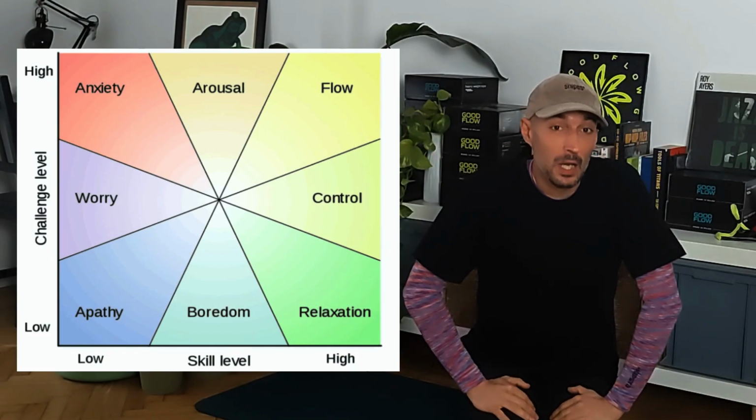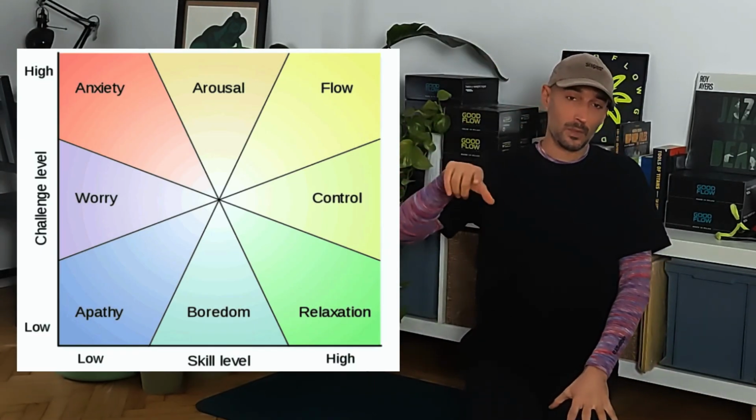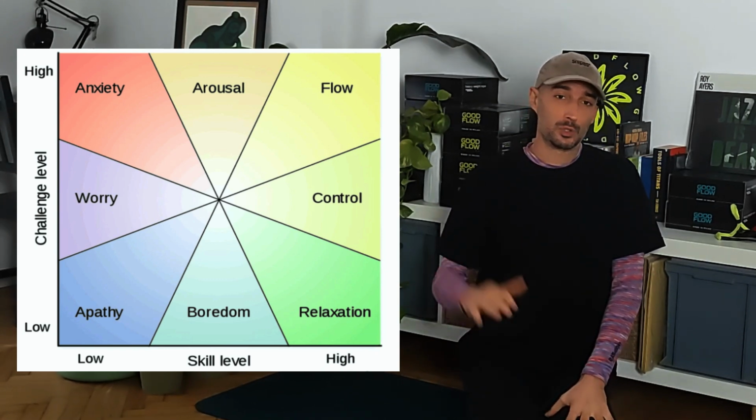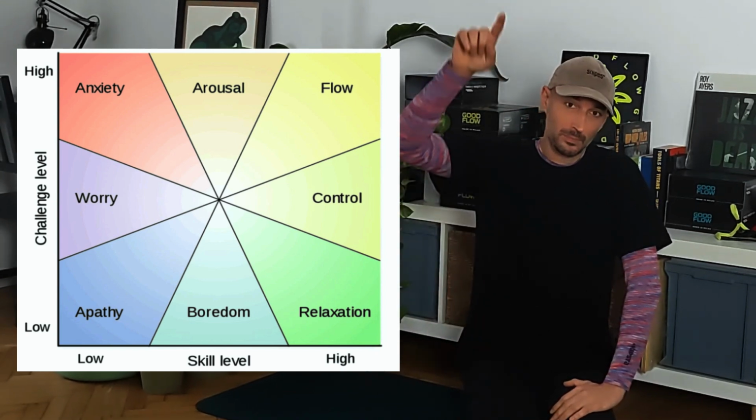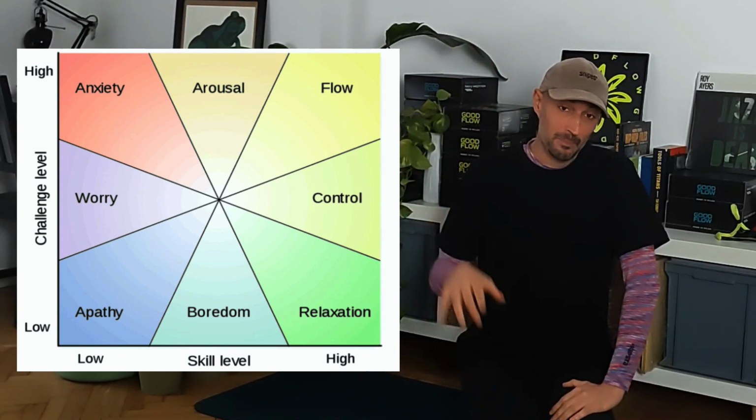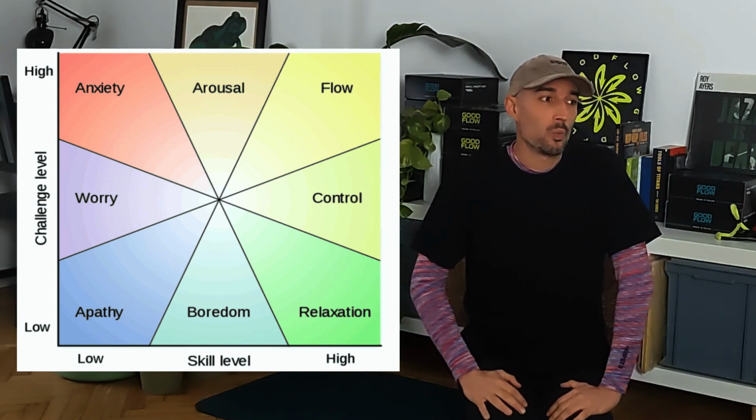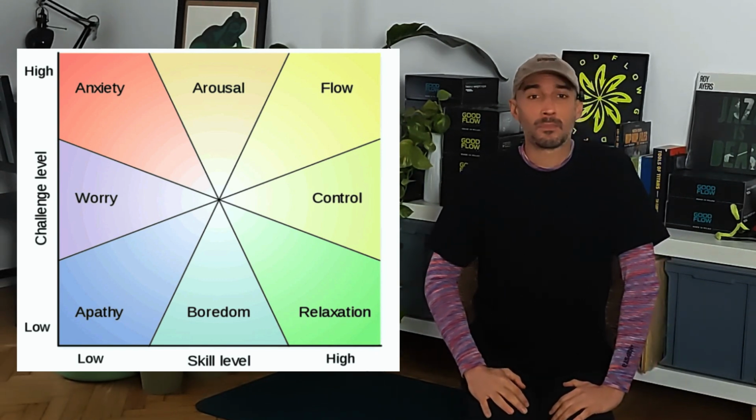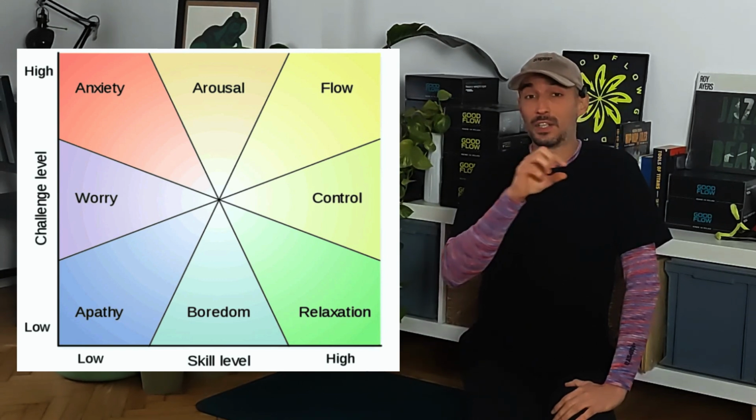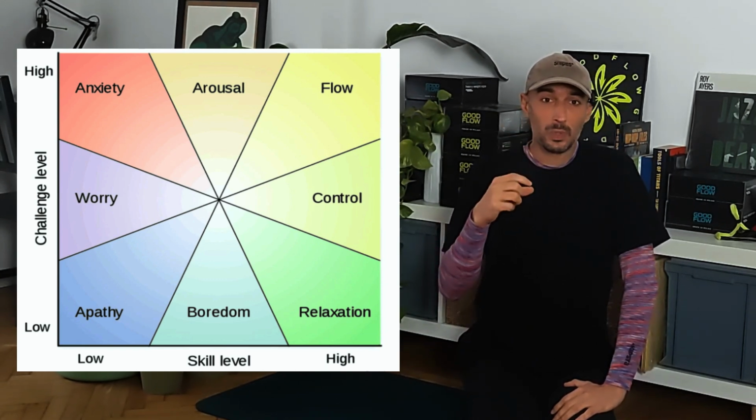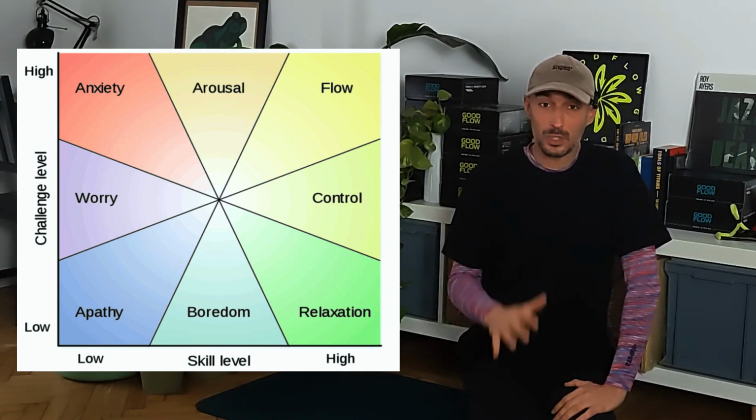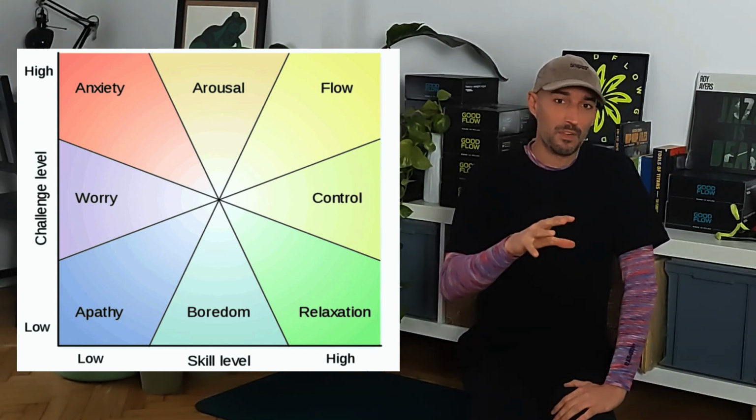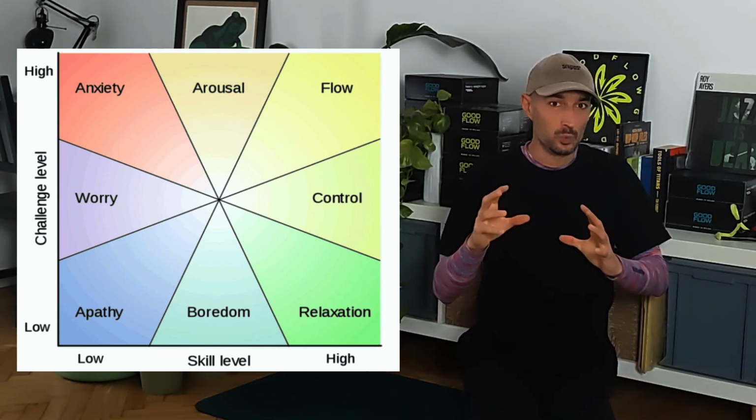So let's start to see the map. First of all, we have these two lines where we can put the two axes: the challenge level on the vertical one and the skill level on the bottom. So now we can analyze the different emotions and feelings that we can recognize during the practice. This is valid for everything we do, but particularly in rope flow, it's easy to understand what's going on.